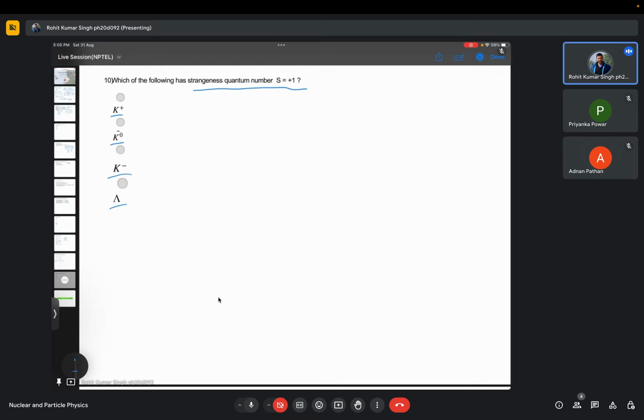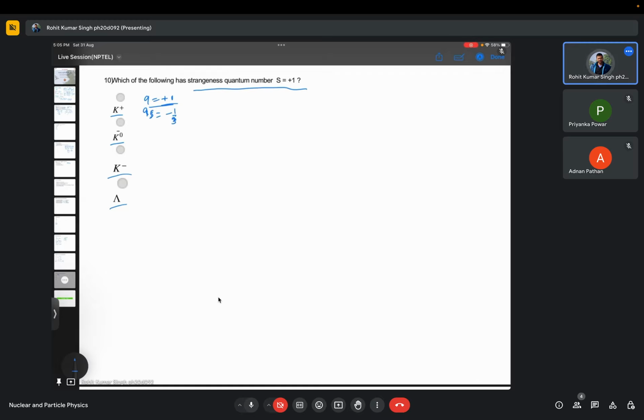Let's see. So it is K plus, okay? So you have to get charge equal to plus 1. And you know that the strange quark has minus 1 by 3 charge, right? So Q of the strange quark is minus 1 by 3. Now to get plus 1 charge, what do you need? And you know these are mesons, so they are made up of two quarks only, right?